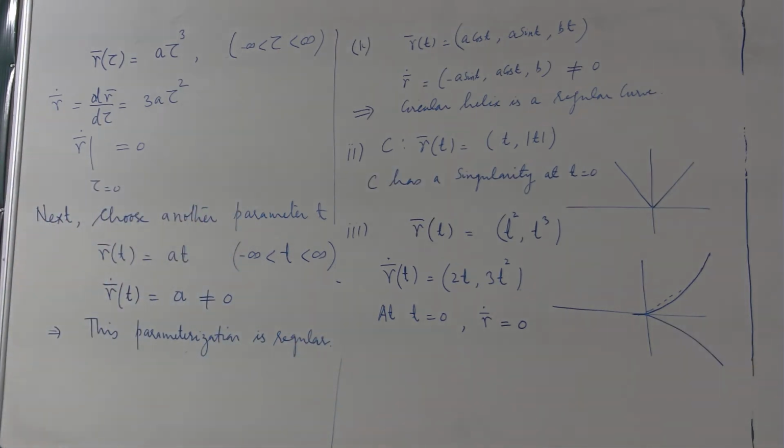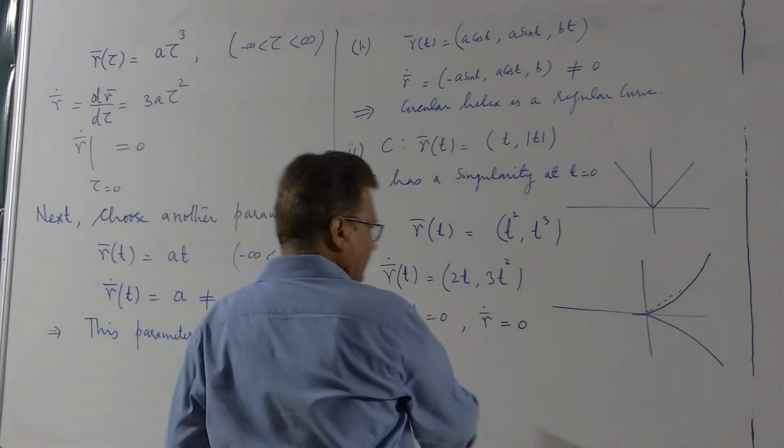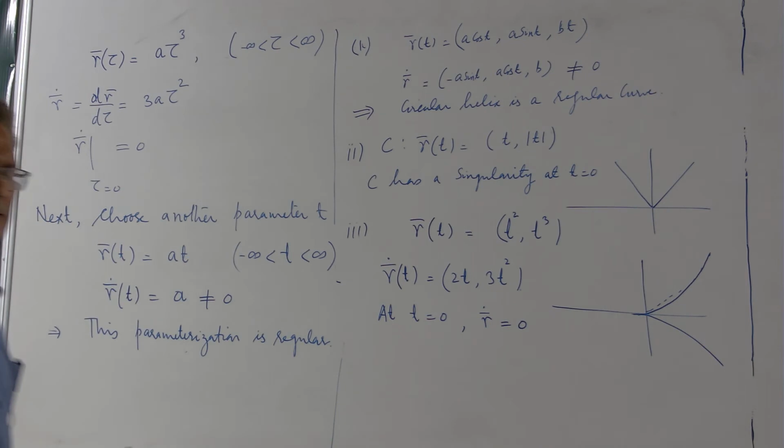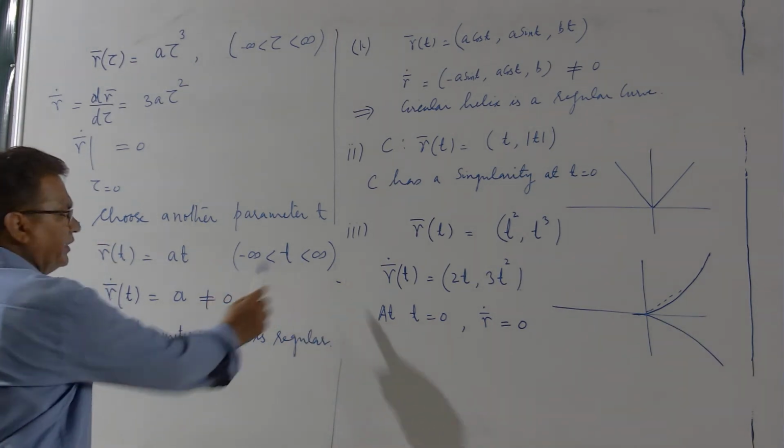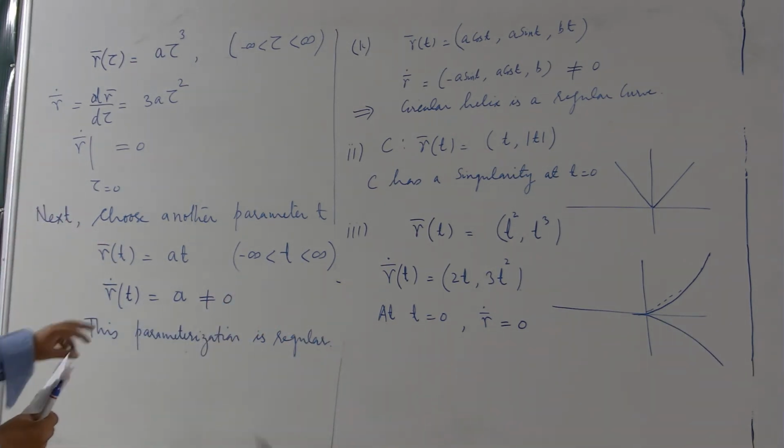So, this suggests that one can change the parameter to avoid the singularity, and what should be the characterization? So, what is the relation between these two parameters then? Means t is tau cube or what? No, these are two different parameters. So, t assumes all values from minus infinity to plus infinity, and there is no singularity.